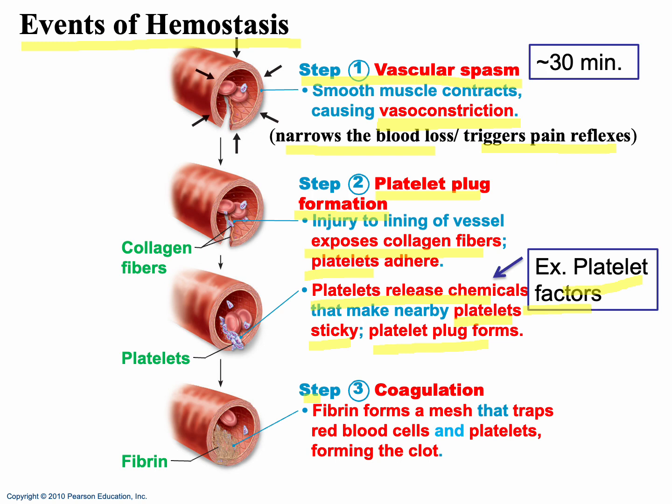And then step 3 is the coagulation. This is where the actual clotting will occur. You're going to have a fibrin, which forms a mesh, and that's going to trap red blood cells and platelets, forming the clot. So there's many steps involved in coagulation, many chemical reactions occurring. And ultimately, fibrin is the end product that's formed. Okay? So that's known as fibrin. This forms the basis of the clot, which is pretty important to know.